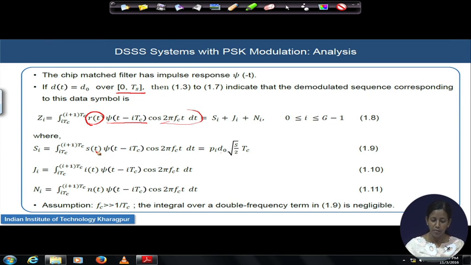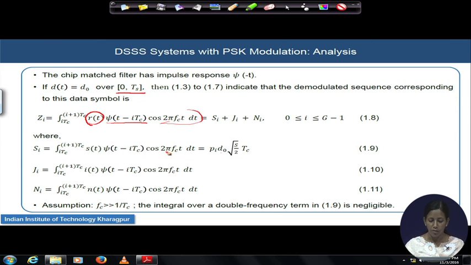Remember, inside your S(t) also there is a component of psi(t), and these two psi(t) will be multiplied and will generate psi squared (t minus iTc), and we have considered that it has unit energy. In the last slide we have seen. So, you will not get any component left for the waveform side, you will be left with cos square 2 pi fc t, and this integration of cos square 2 pi fc t.